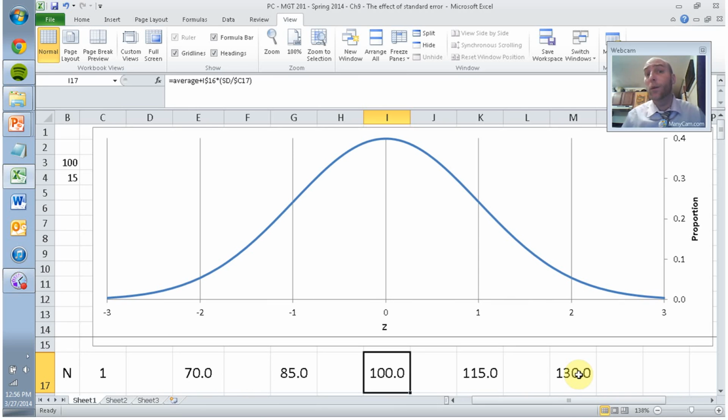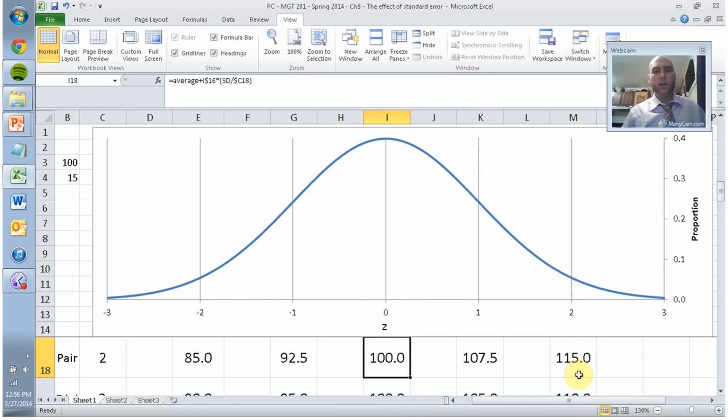And we've got a normal distribution of the population, and that's what we're talking about. But let's say, as opposed to trying to find one person, we look at two people. We find a pair of people, a couple, if you will, and we took the average IQ of that couple.